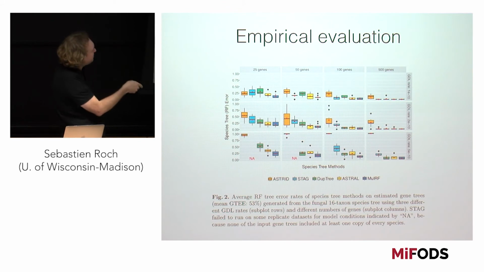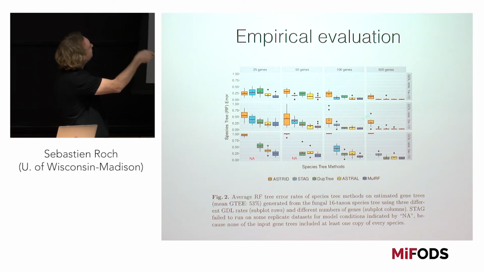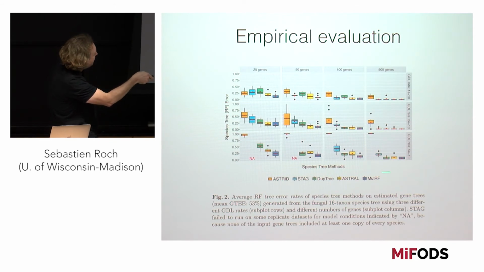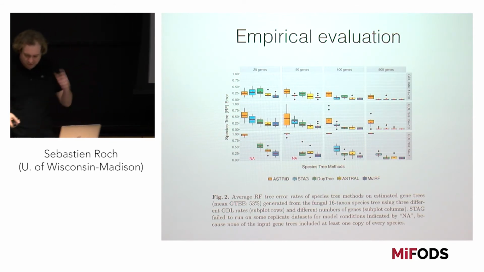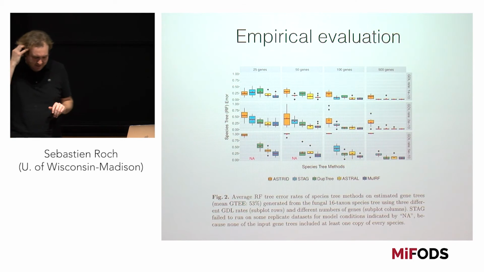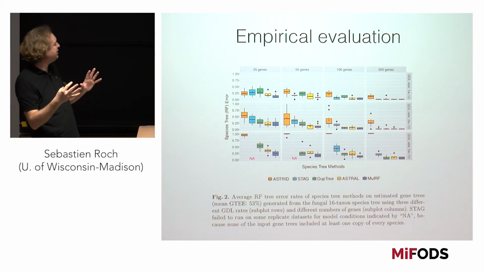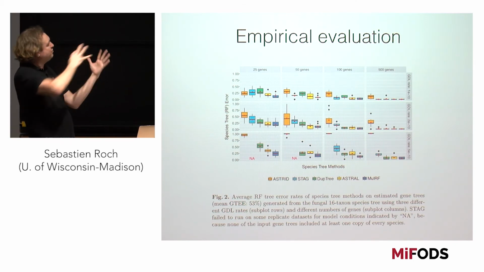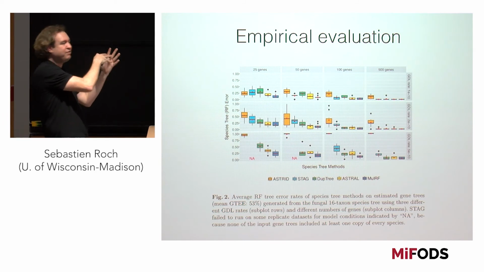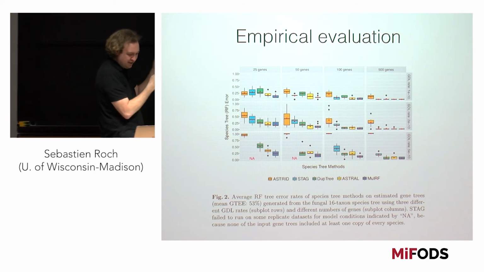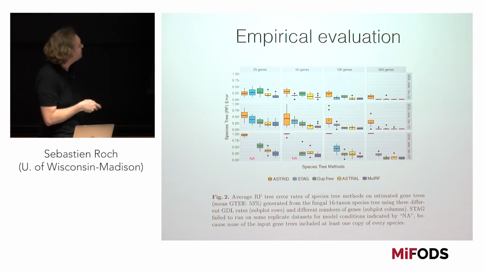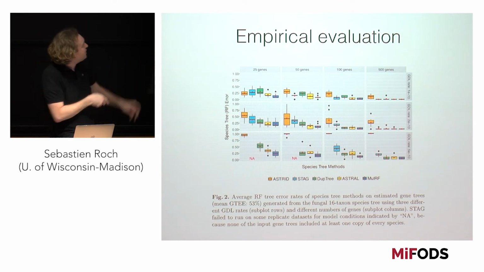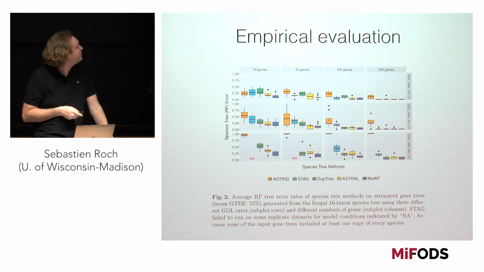Our method here is ASTRAL, which is the yellow one, and it does fairly well compared to everything. These other methods are much more combinatorial and much more intensive. They take all of these trees and try to map them in a combinatorial fashion to a species tree, and then they find one that fits well. So this method, ASTRAL in particular, is going to scale much better if you look at larger trees.